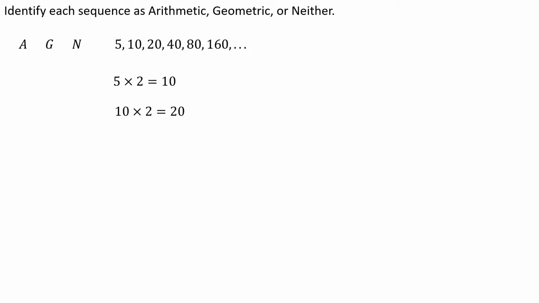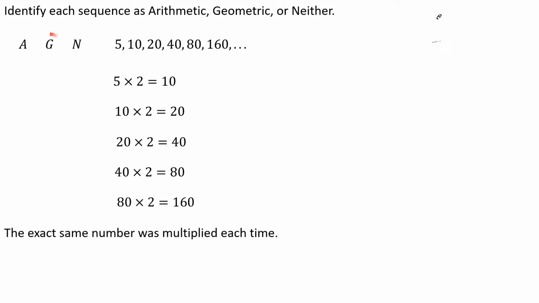Ooh, another example. Is it arithmetic? Is it geometric? Is it neither? Well, let's see. 5 times 2 is 10. 10 times 2 is 20. 20 times 2 is 40. Hey, look, we're multiplying by 2 every single time. Since we keep multiplying by the exact same number every single time, we say, oh, it's a geometric sequence, right? So I would just circle the G for geometric.